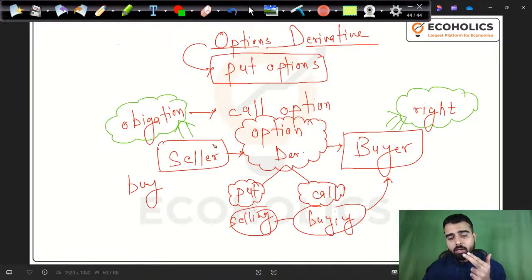And if the buyer has bought the call option, it means the buyer has a right to buy and the seller has to sell.